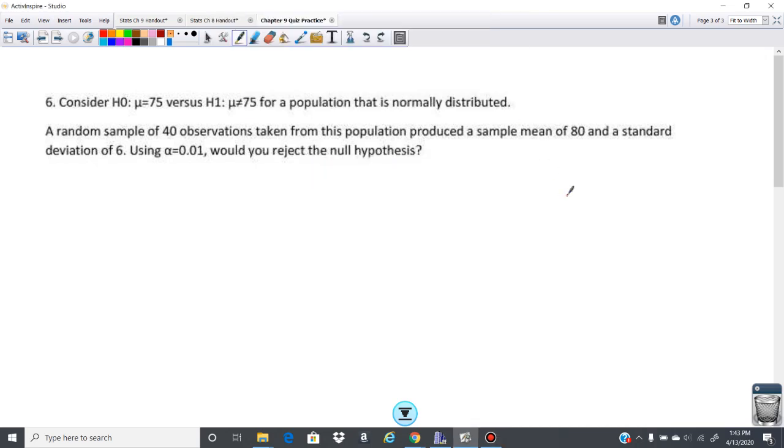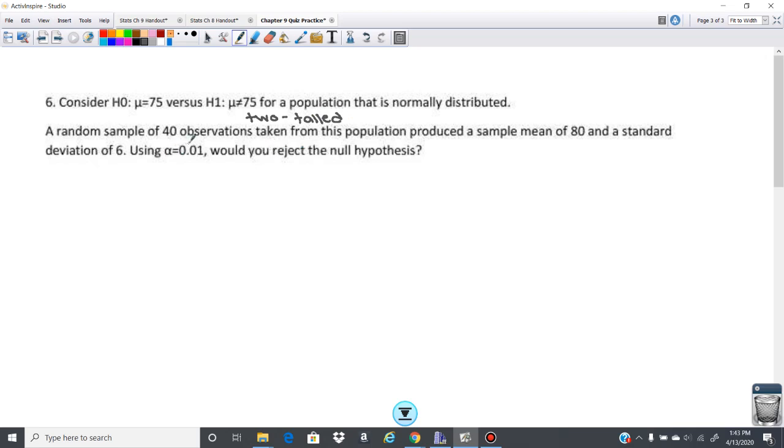All right, last problem here. You have a null hypothesis where the mean is 75 versus an alternative hypothesis where the mean is not 75. Where it's not equal to that, which means this is a two-tailed test. When it's not equal, it is a two-tailed test.